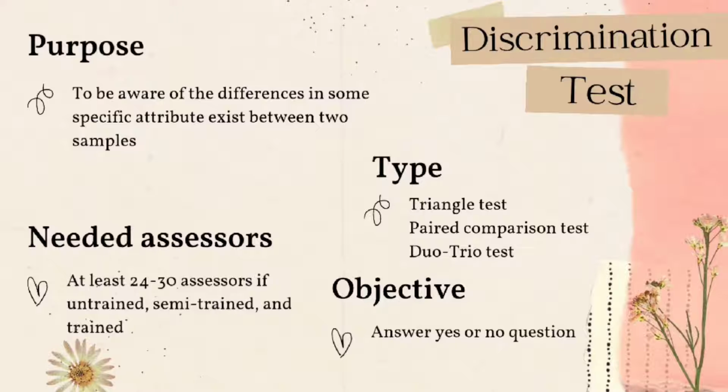Moving on, in discrimination tests, there are three types of tests. There are triangle tests, paired comparison tests, and duo trio tests. The difference between these three types is that the triangle test is for particular difference, and the paired comparison test is the difference in chemical composition. As for the duo trio test, it is for sensory differences. The objective of this test is to answer a yes or no question. For example, are there any differences in these products?